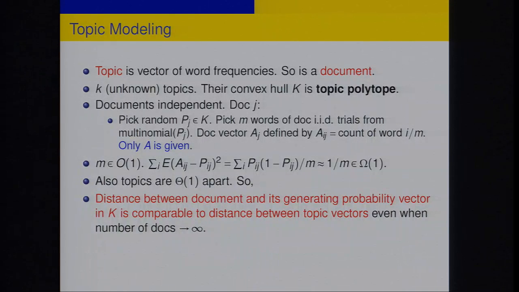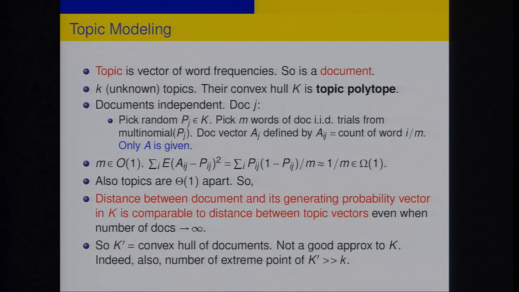The distance between the document and its generating probability vector. So the black and red point in the picture, the distance is comparable to the distance between topic vectors. So it's comparable to the scale of the polytope. So the polytope scale is 1. The red and black points can be separated by 1/2 or 1/3 or something like that. So they can be very far apart. And that's the major problem in all this.